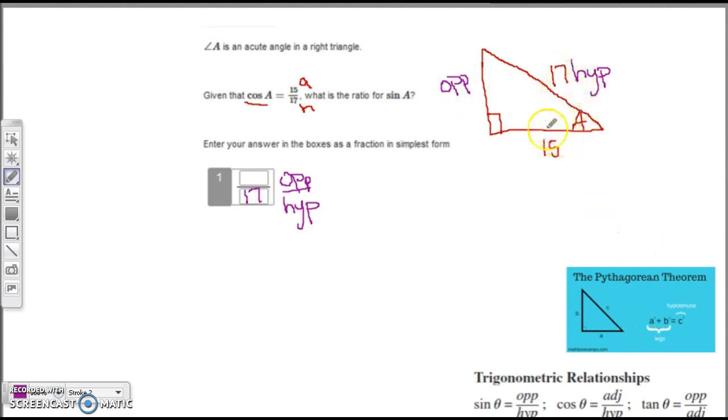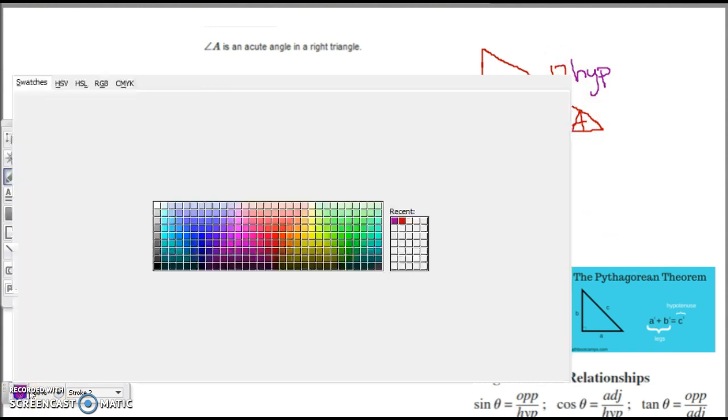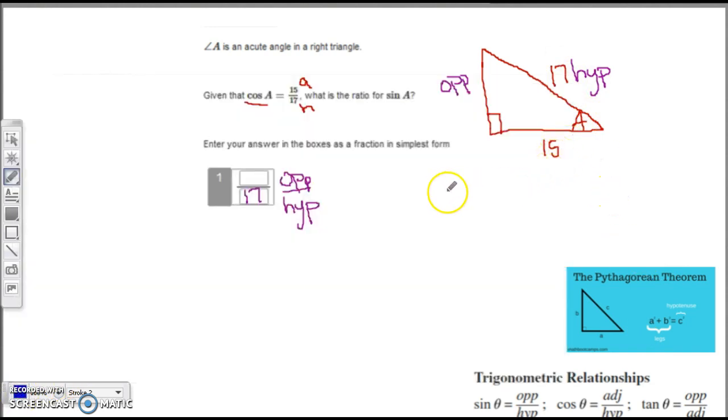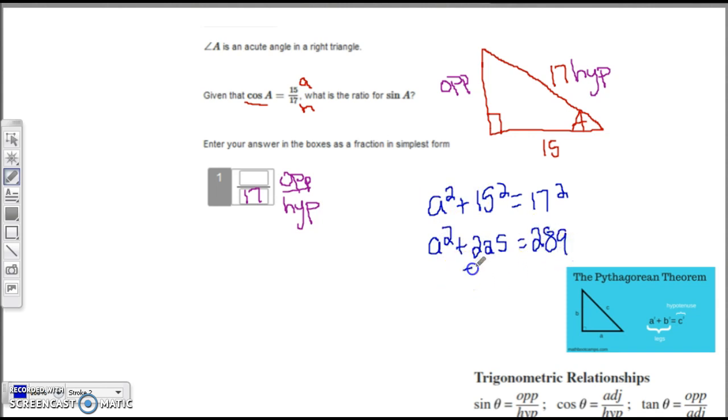Anytime we know two sides of a right triangle, we can find the missing side using Pythagorean theorem. So I'm going to go ahead and do that. A squared plus 15 squared equals 17 squared. Just going to square those numbers. And then I'm going to finish solving for A. So I'm going to subtract 225 from each side. And then I'm going to square root because squares and square roots cancel.